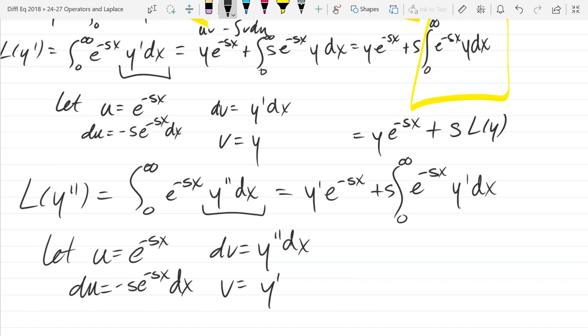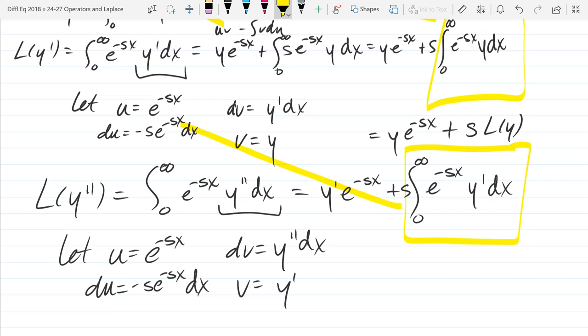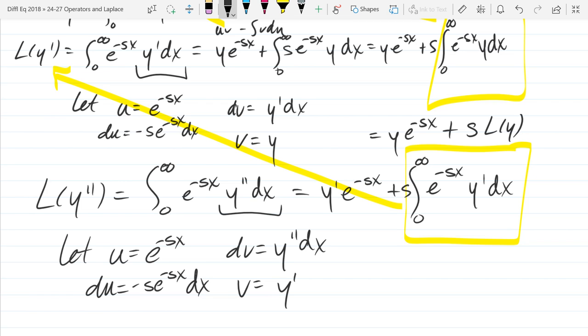All right, and what we're looking at, I'll circle in yellow. Where do you see what I just put this box around? What is that equal to? That's basically our k equals 1 case right there. That's L of y prime. So I'm going to make that substitution. So this is y prime e to the negative sx plus s L of y prime.